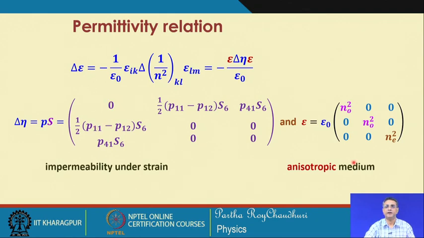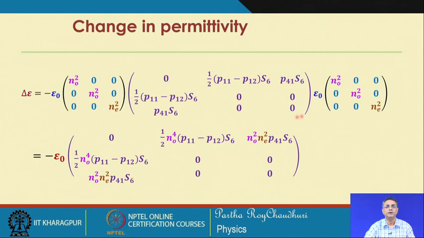And for an anisotropic medium, these are the ordinary refractive indices, this is the extraordinary. So, this is the form of the permittivity tensor. Therefore, post multiplying and pre multiplying this P S matrix by the permittivity matrix, we find delta epsilon is equal to this, which is again very straightforward, but this time n o to the power of 4 we cannot take out, because they are appearing in different positions.